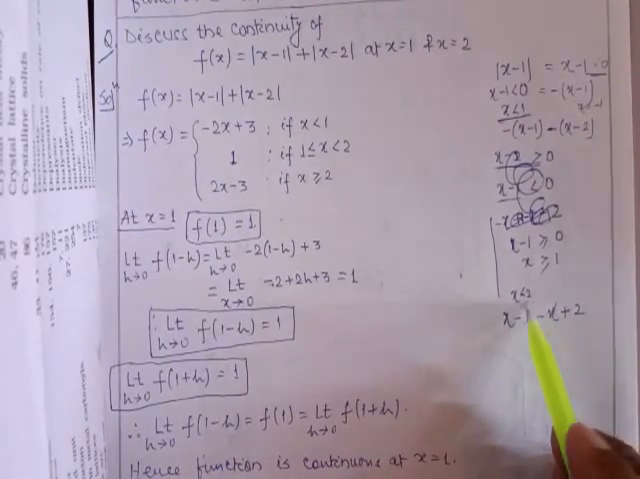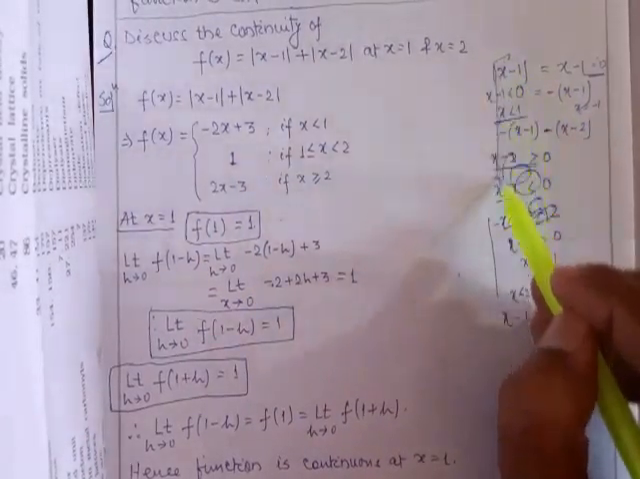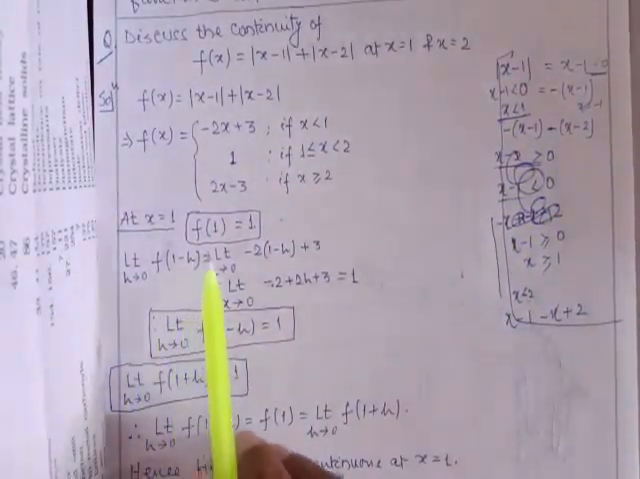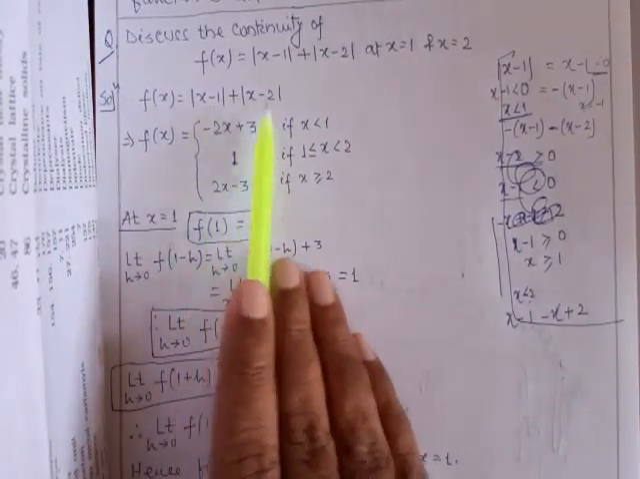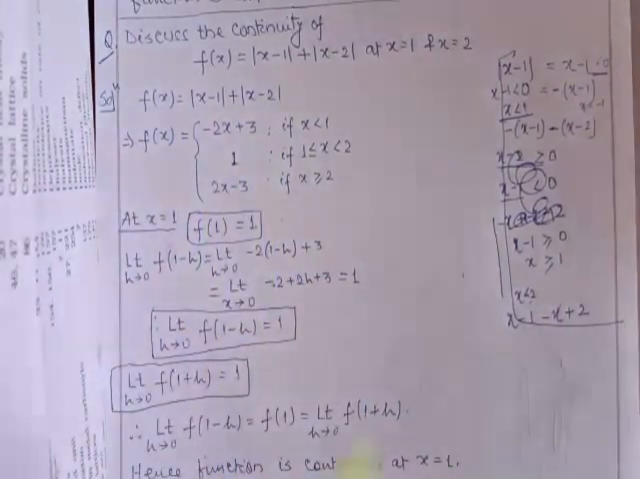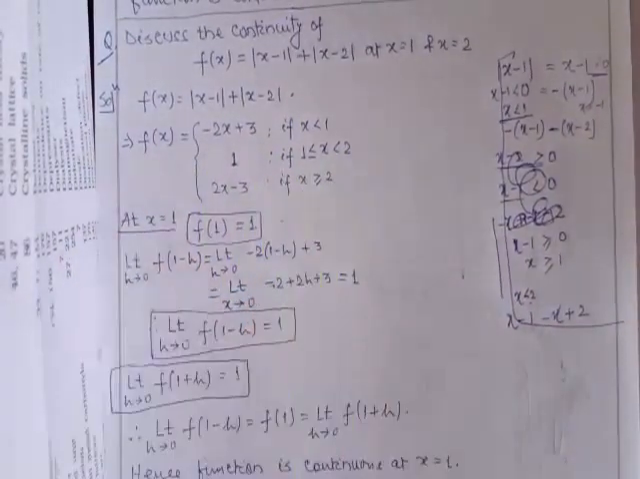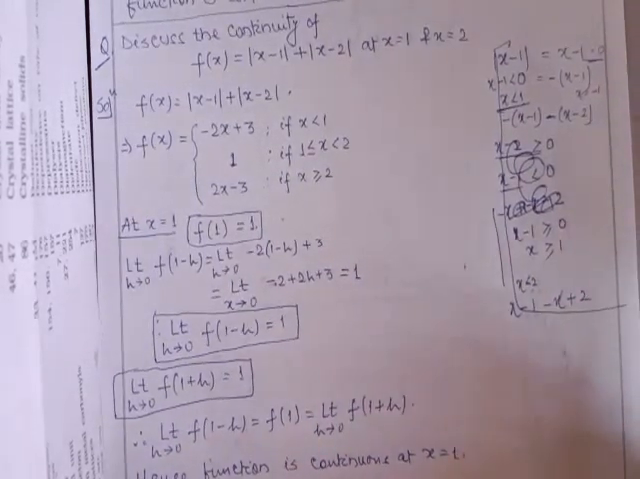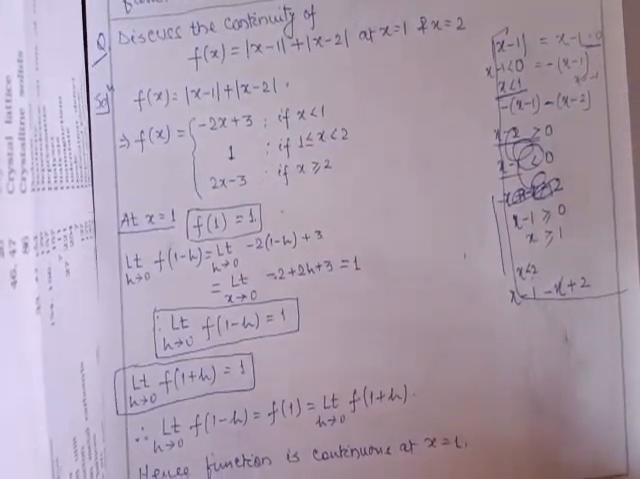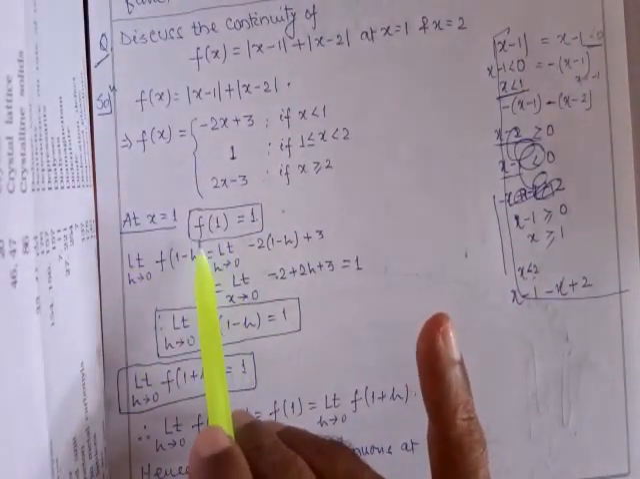Similarly, when both are less than 0, then both become positive, so 2x minus 3. So the question can be written in this simplest form. And now test the continuity at x is equal to 1. So you have to calculate first f1, and f1 minus h and f1 plus h.